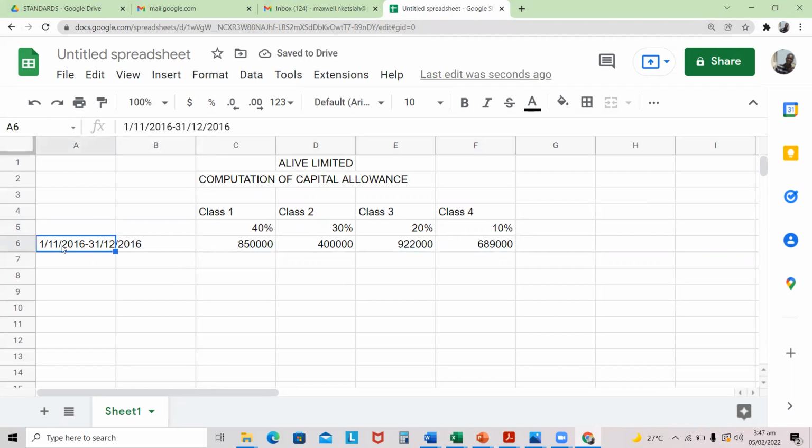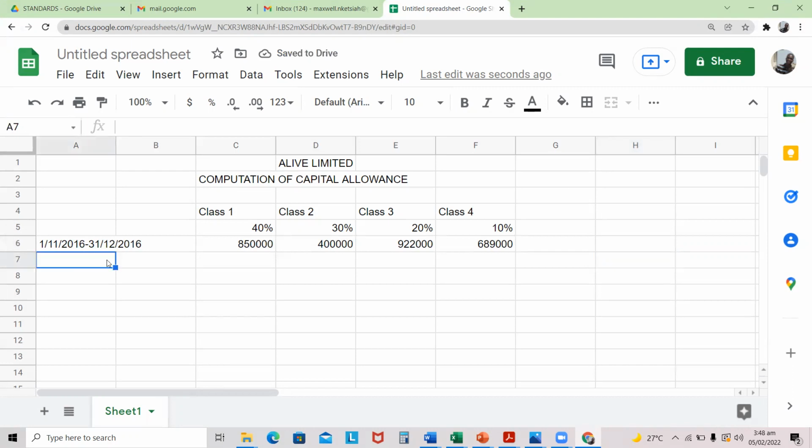So the capital allowance will start from 1st November to 31st December, which is November, 30 days, then December is 31 days, so if you add the two, you get 61. So it will be 61 days.